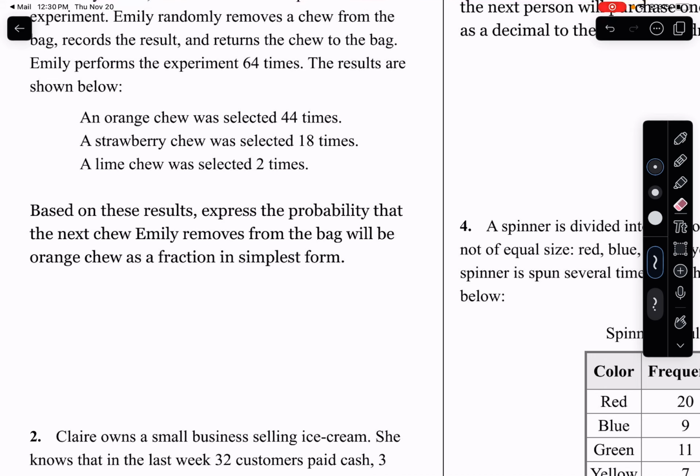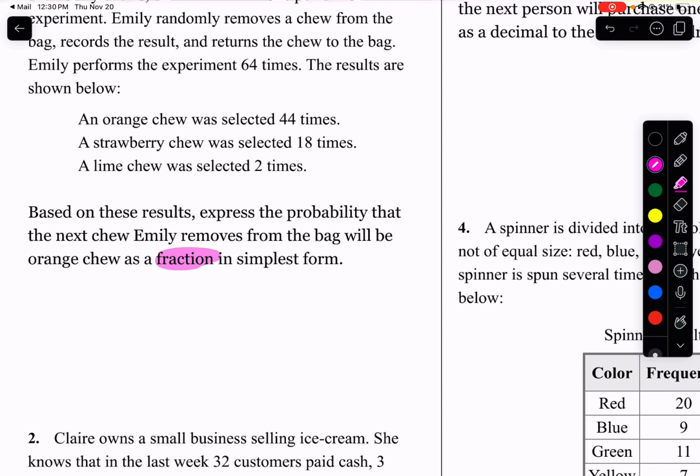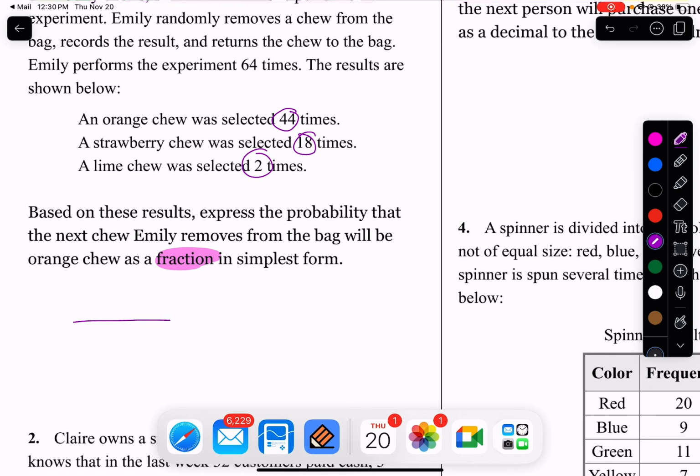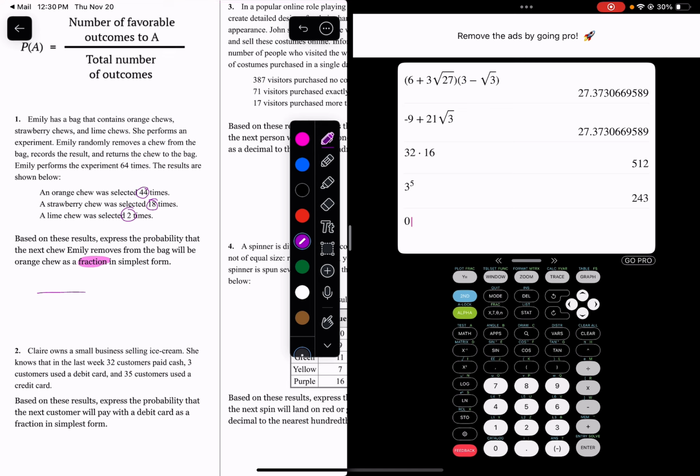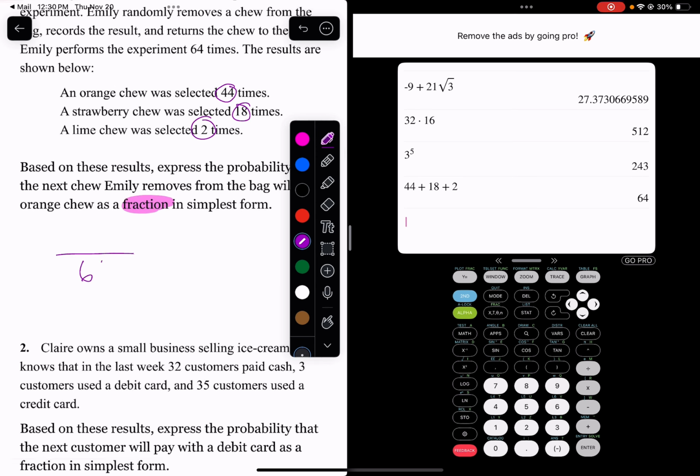So first off, they want this answer in a fraction, okay? And to do our calculation, we need our total number of outcomes. So what we would need to do is add up the total number of times this experiment was run here. So obviously it says 64. If they didn't give that to us, we could just add up the 44 plus 18 plus 2, and we get that this experiment was run 64 times.